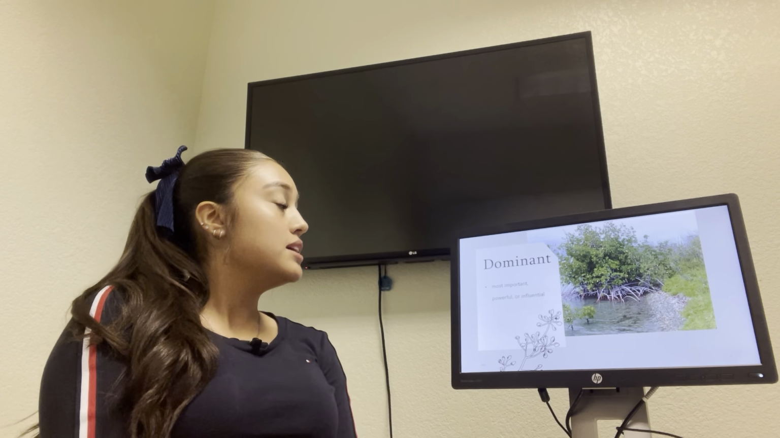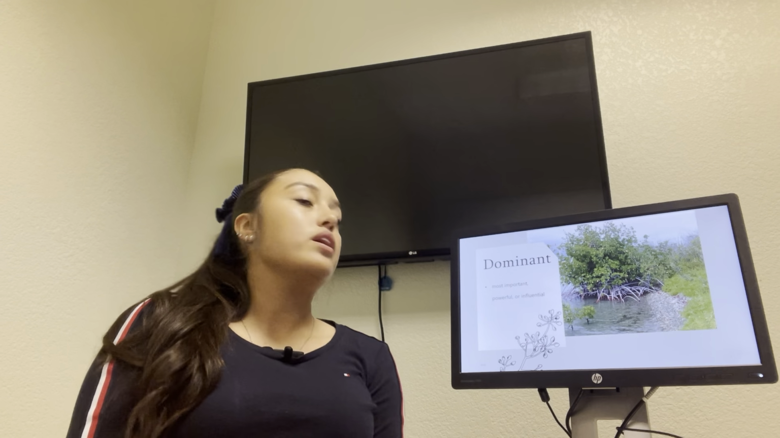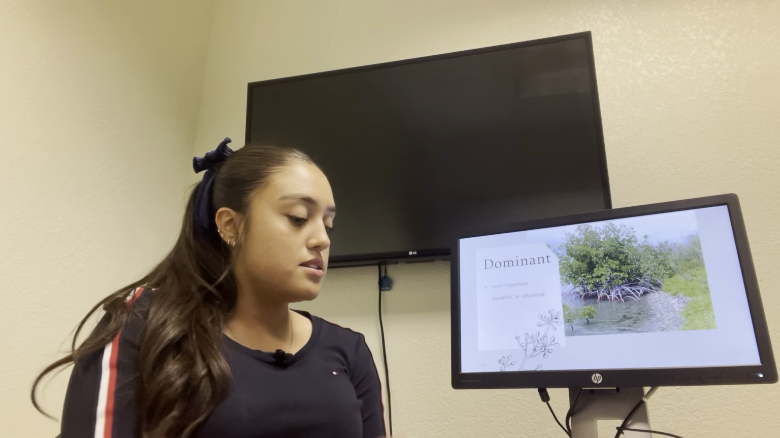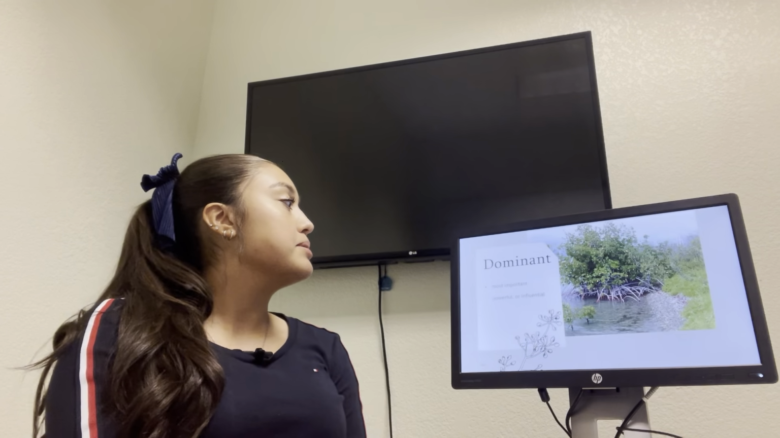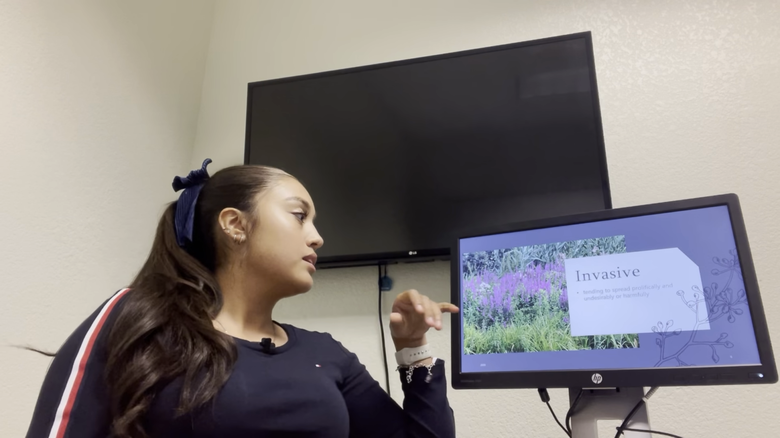Okay, now we have dominant. So dominant is most important, powerful, or influential. Dominant and invasive can go hand in hand because the more dominant plant is going to be the more invasive plant.